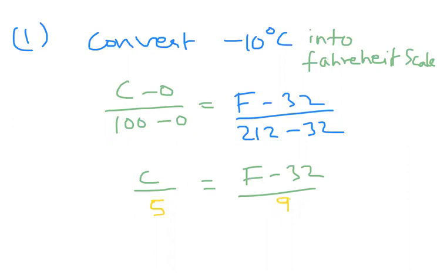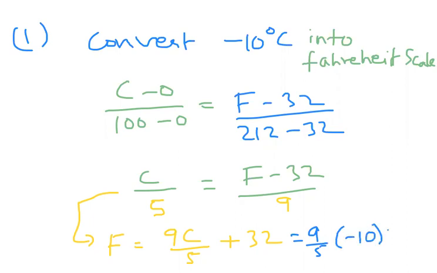So they have given us C value as minus 10. So from here, what is the F value? F value I can write cross multiplying: 9C by 5 plus 32. Simply C value they mentioned as minus 10. Substitute here 9 by 5 into minus 10 plus 32. So here now you'll get minus 18 plus 32, which means I can write it as 14 degree Fahrenheit. Very simple problem.